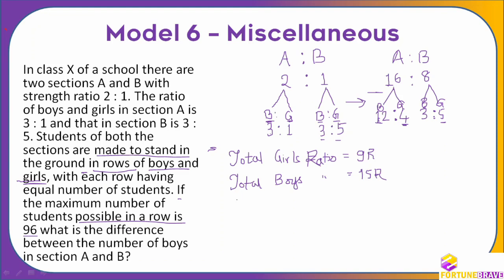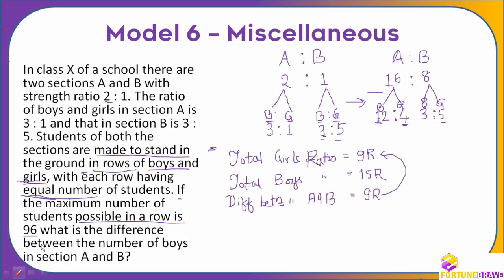And then you can see here the difference between boys in A and B. The difference in the A and B boys ratio is how much? Ratio only. 12 minus 3 is 9, which is equal to the girls ratio again. So I'll be able to solve this very easily.